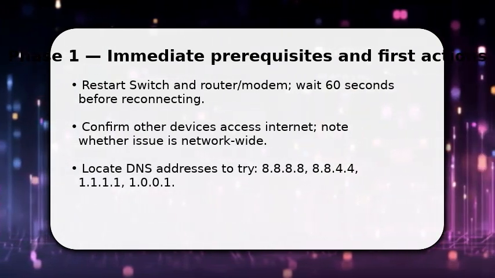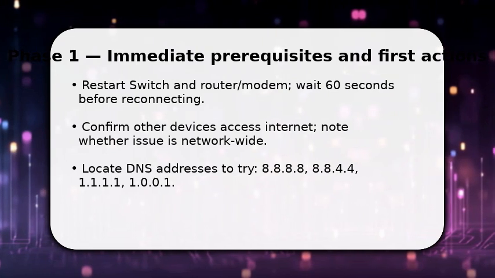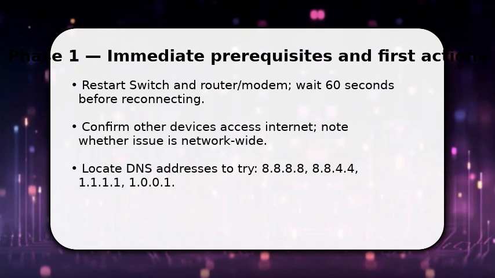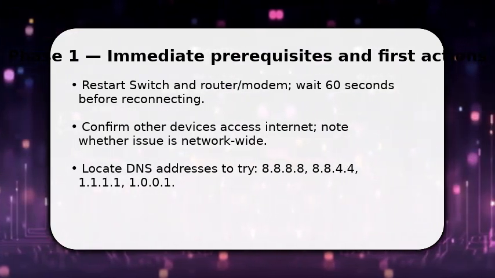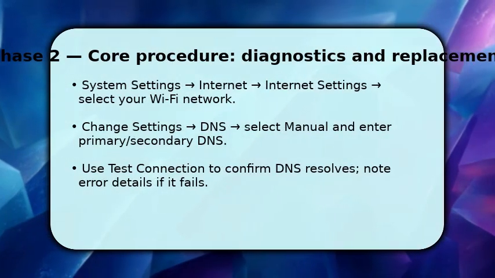You should have DNS addresses ready because you'll switch from automatic DNS to manual. This first step matters. DNS is how names resolve to addresses, so changing it often fixes lookup failures without deeper changes to your network. You now change the DNS on the Switch.